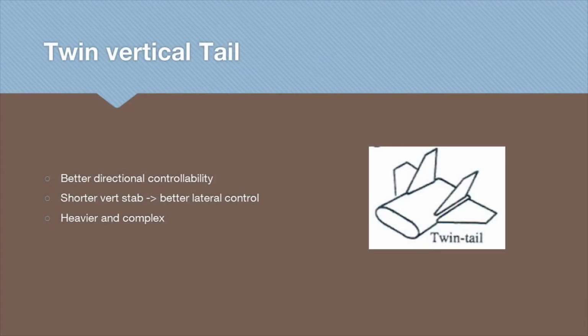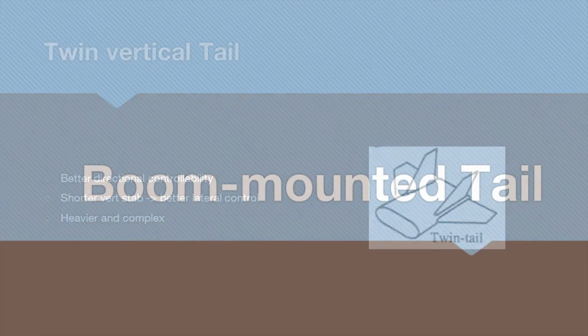The twin vertical tail is quite similar to the H-tail, but the two vertical tails are no longer placed at the end of the horizontal stabilizer, so there will be no end-plate effect. It will also have better rudder control since there are more control surfaces. Again, the shorter vertical stabilizer can lead to better lateral control. However, it will be more complex and heavier compared to the conventional tail.